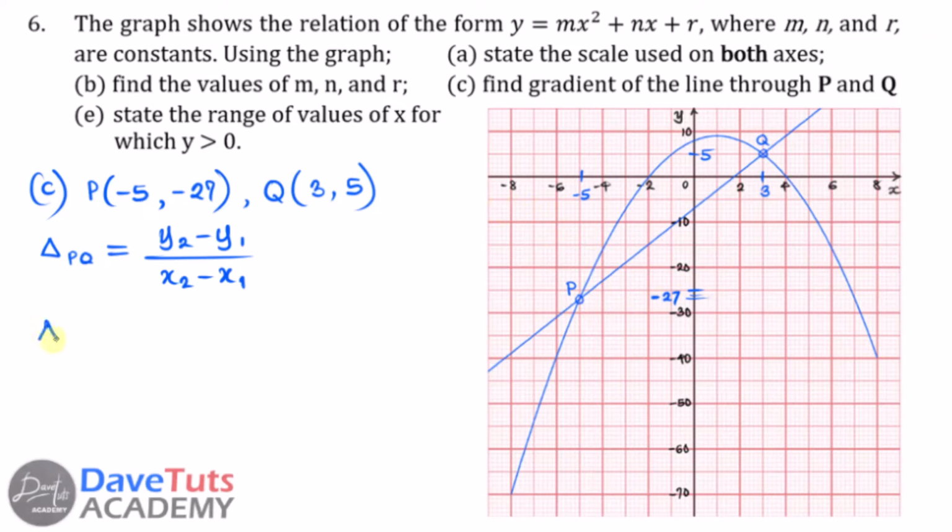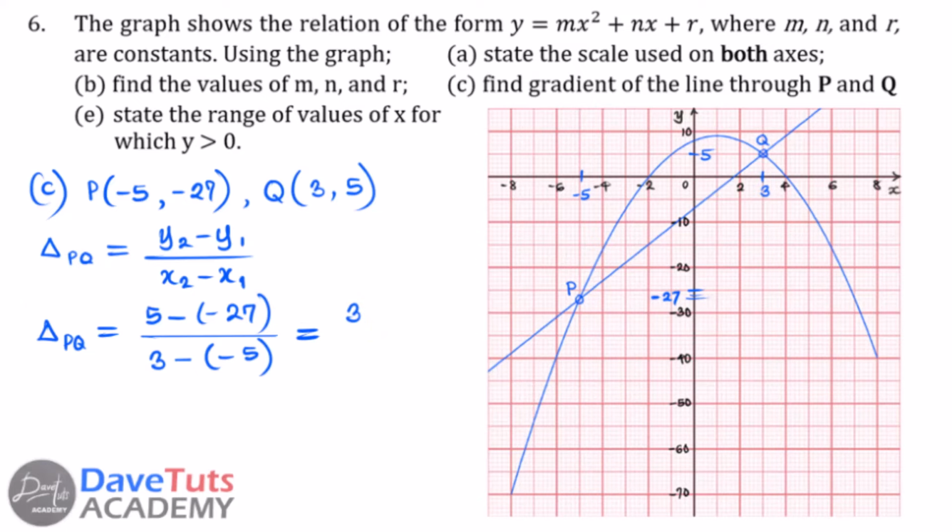So I can say in this particular case, the gradient of the line joining point P and Q is going to be y2, which is 5, minus y1, which is minus 27. Please don't forget your negative sign. Okay, x2 is 3 minus x1 is minus 5. So again, we didn't forget that negative sign, it is minus 5. So 5 minus minus 27 will become 5 plus 27, that will be 32.